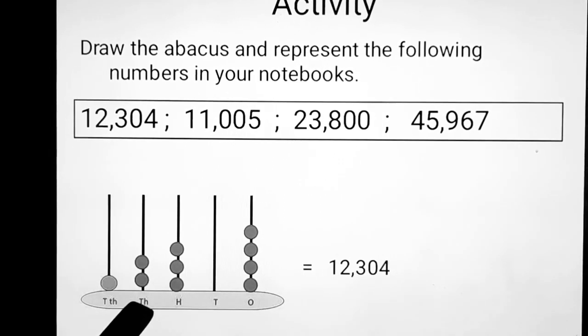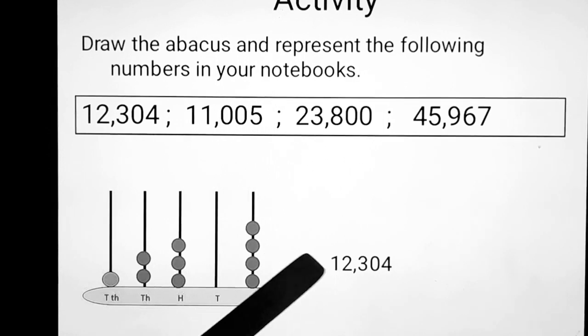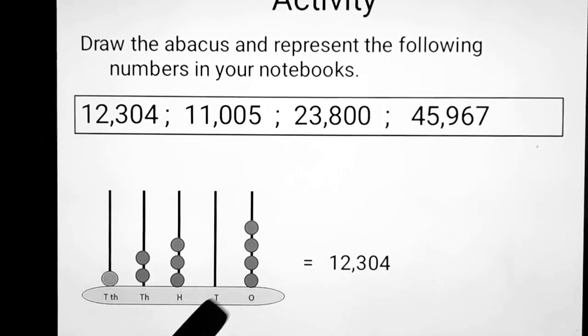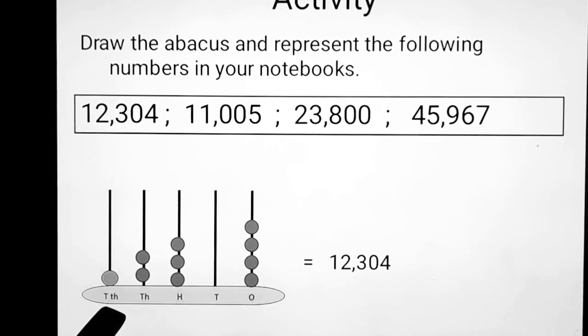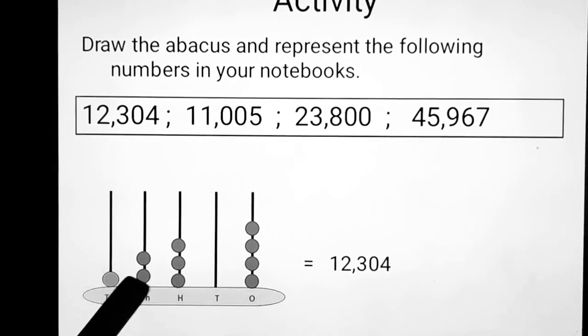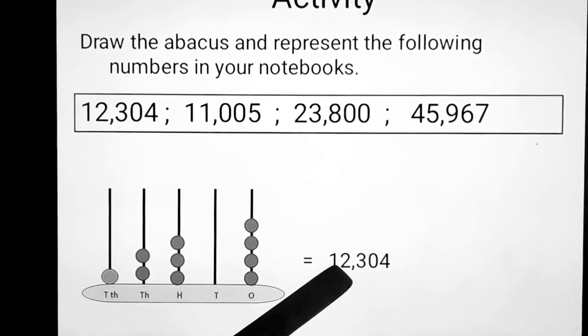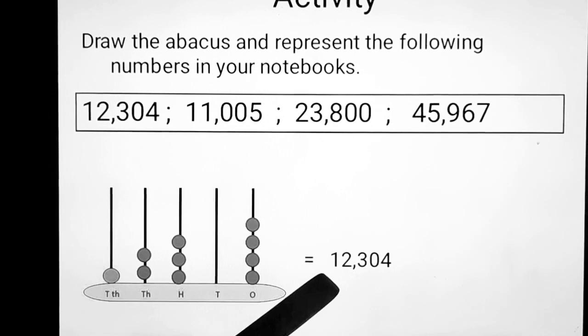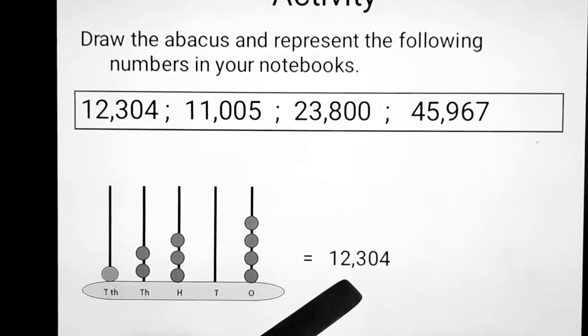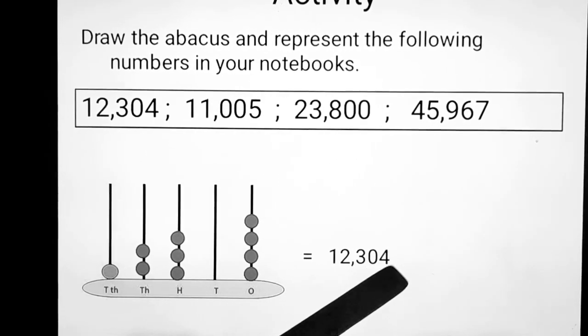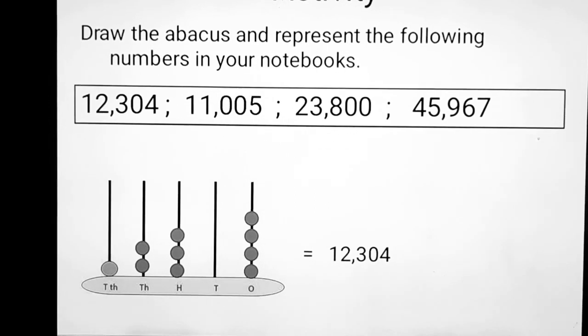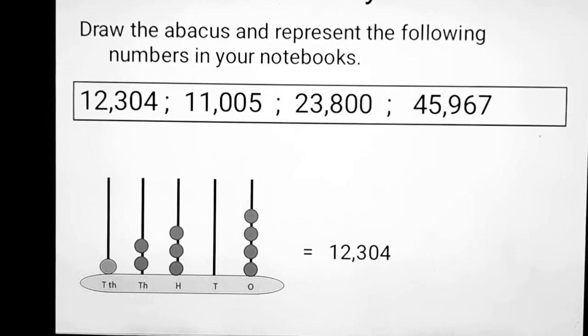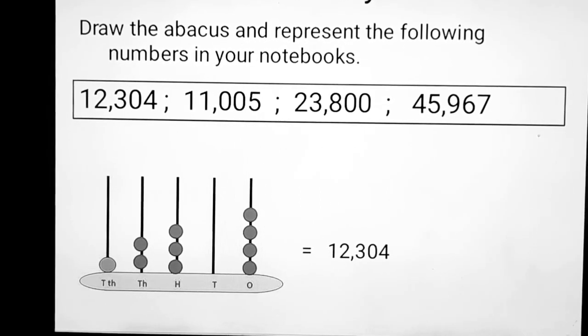2 beads in 1000's place, so in 1000's place, 2 is here. In 10,000 place only one bead is there, so we write 1 in 10,000 place. The number is formed: 12,304. So sare numbers aap apne ghar mein notebook mein karoge.